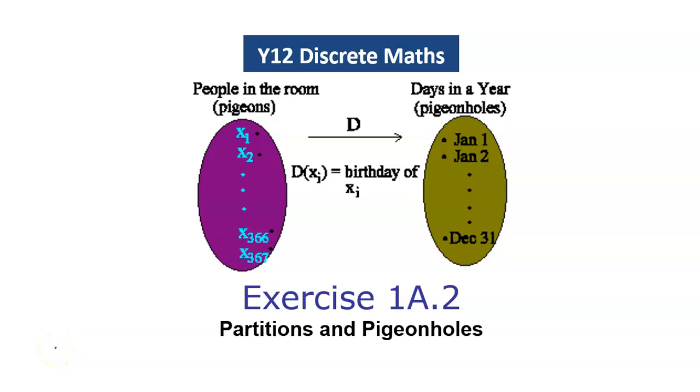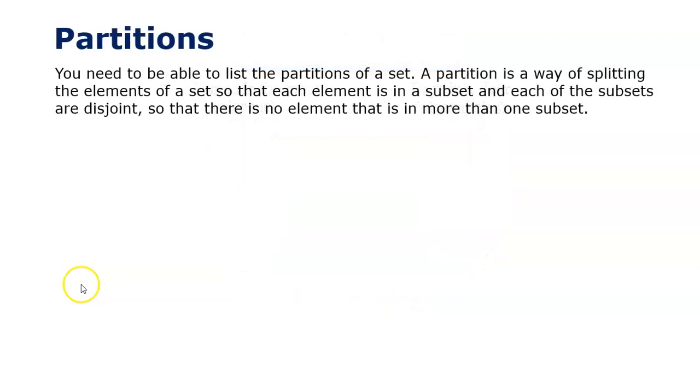Hi there, this is another lesson for Year 12 Discrete Maths, which is part of the OCR Further Maths course. This is exercise 1A.2 on partitions and pigeonholes, and both of them are connected, but a bit loosely initially at least. So let's get cracking with this.